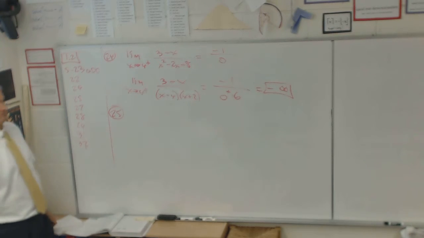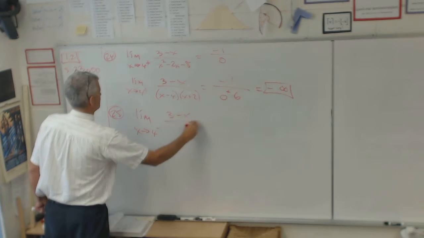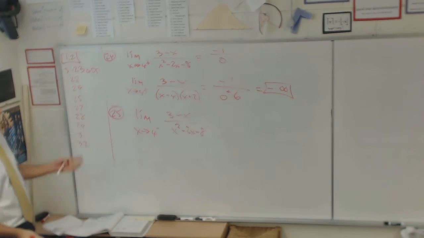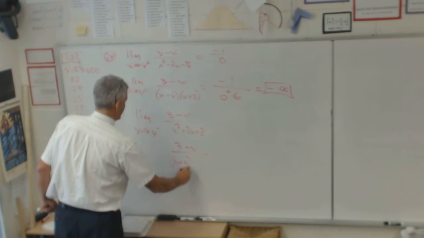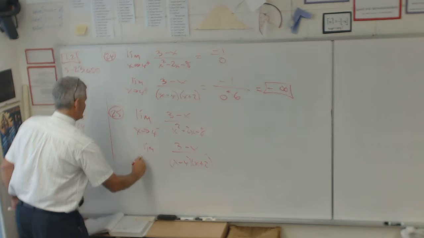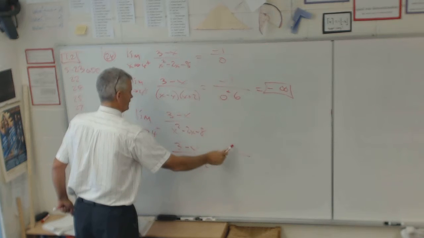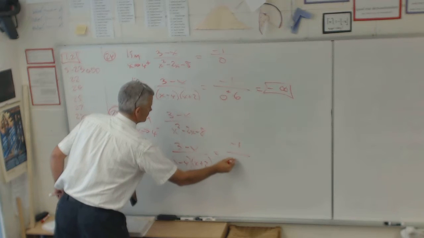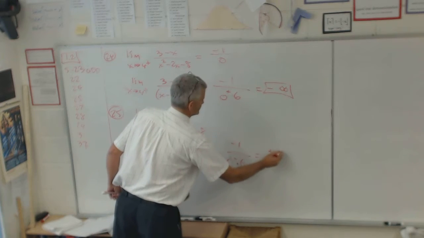Alois, 25. The limit as x approaches 4 from the negative side of (3 minus x) all over (x squared minus 2x minus 8). We really have the same problem as above, don't we? So let's factor it the same way, because it didn't change. I'm still taking the limit as x approaches 4 from the left. Alois, give me the 3 numbers here. -1, and then -0, and 6. Final answer? Positive.